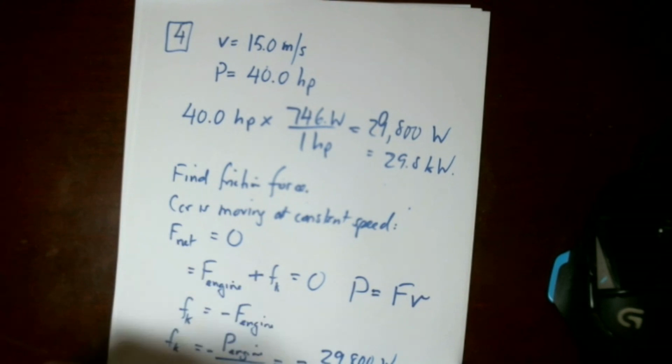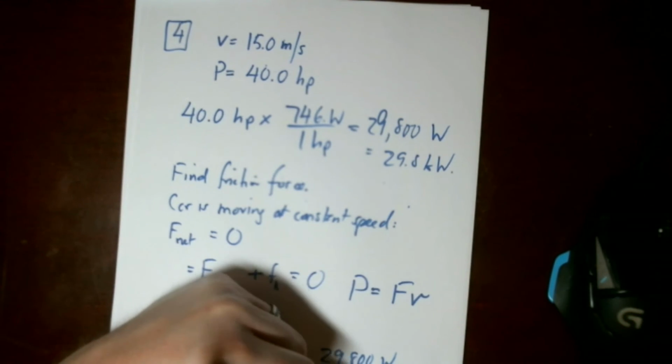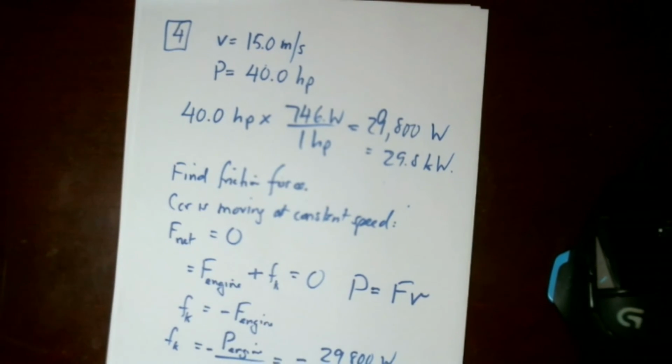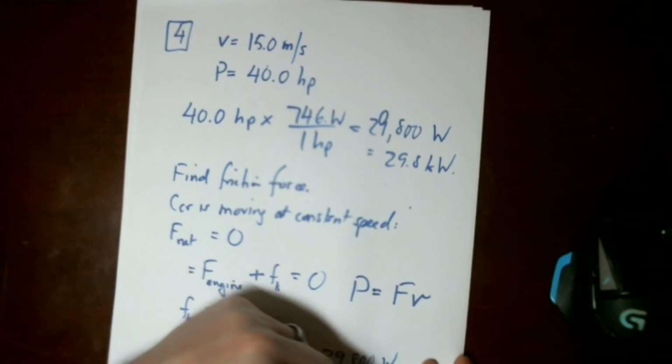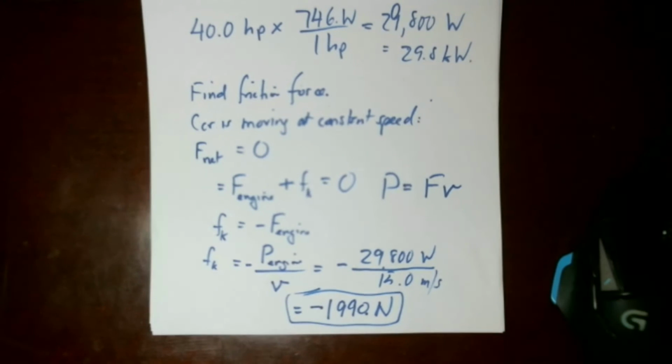And so the force of friction should be negative 1990 newtons. There you can see that now. All right, so that's it for this quiz.